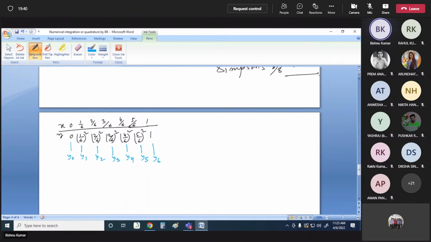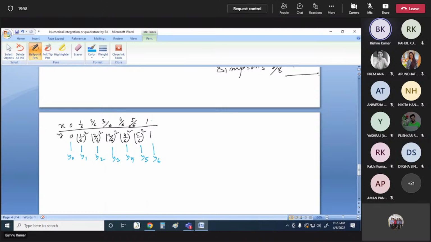Starting from 0 up to y6, you do have 7 points, meaning 6 subintervals. To use the Simpson 1/3 rule, you need an even number of subintervals, because you use 2 subintervals at a time and get the composite formula. So an even number of subintervals is necessary.